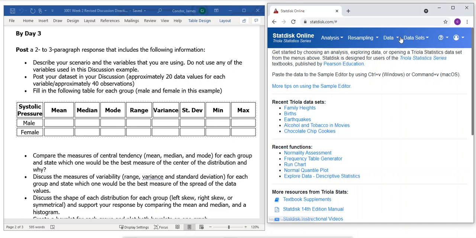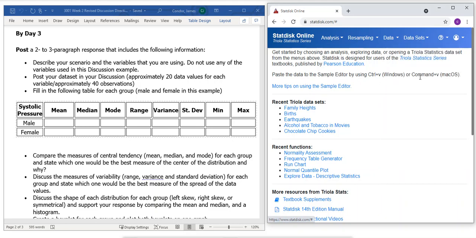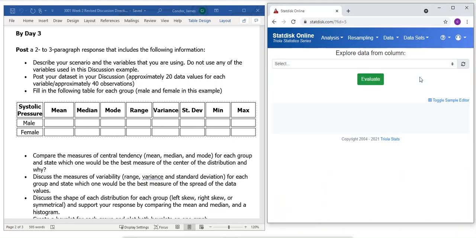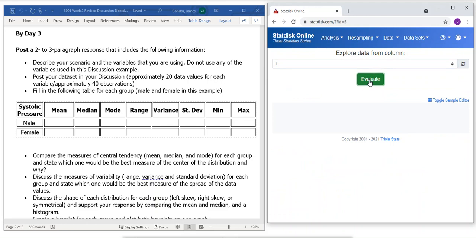Okay. Now, if you go into data, you've got lots and lots of things you can do, and for now, we just want descriptive statistics, right? That's what this discussion is on. So I'm going to click on descriptive statistics, and then I have to select the column. The males were in column 1. Okay, evaluate.